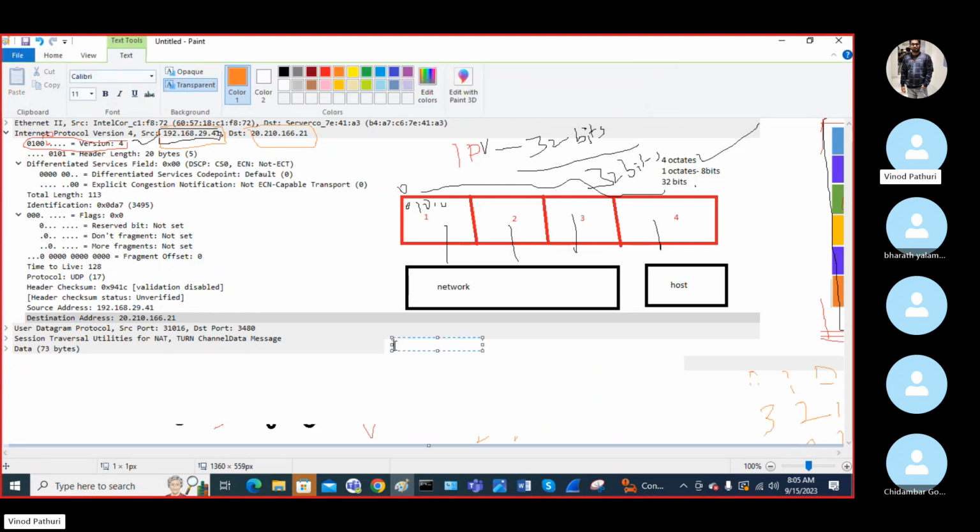For example, you want to calculate the binary value of, just give me a random number. Let's go for 9, for example.